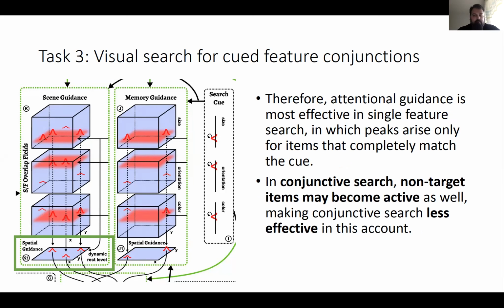Okay. This is also responsible for the difference between feature and conjunctive search, because in the case of the single feature search, peaks arise only at locations where the feature matches the current target cue, and in the conjunctive search case, non-target items will also become active as long as they share one feature with the target.